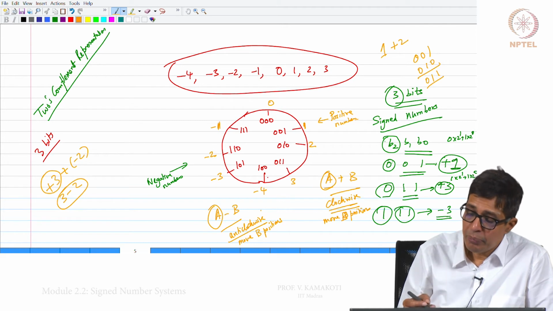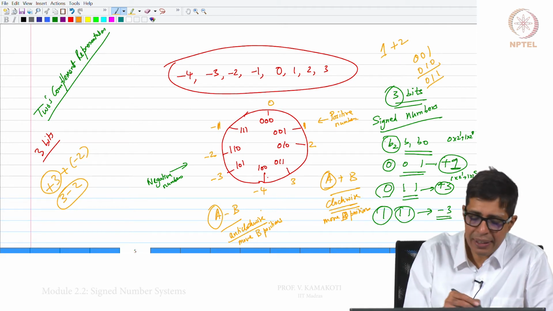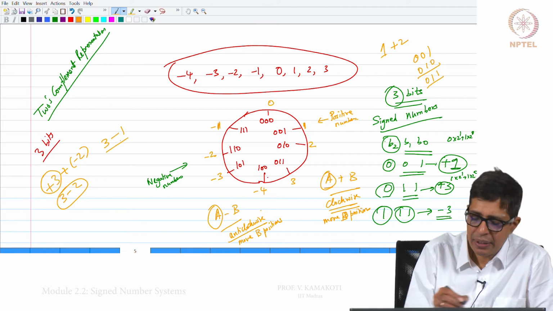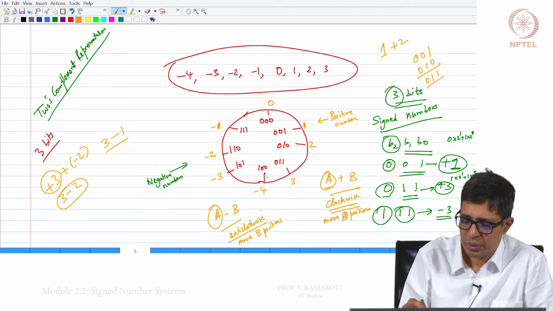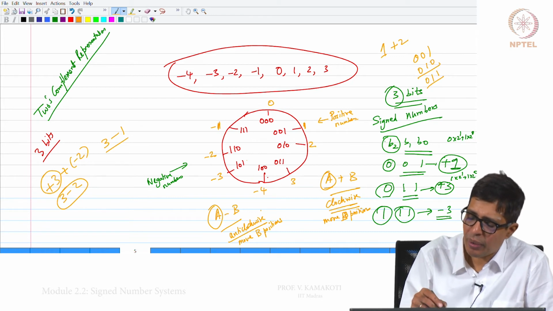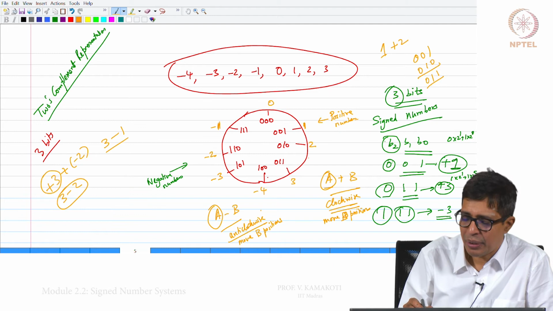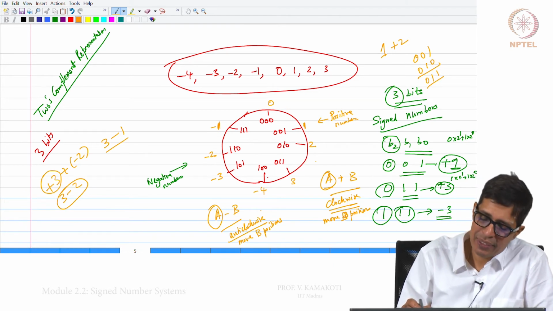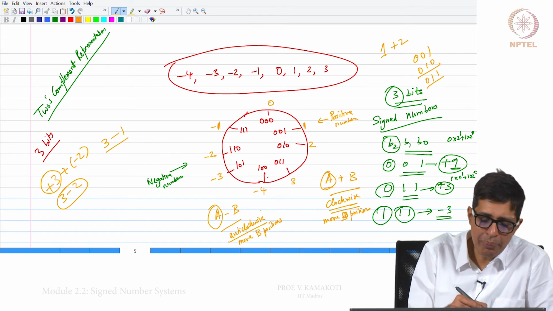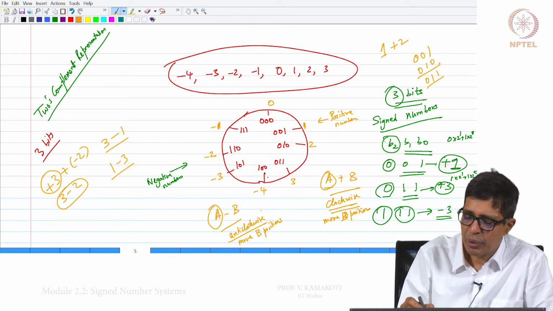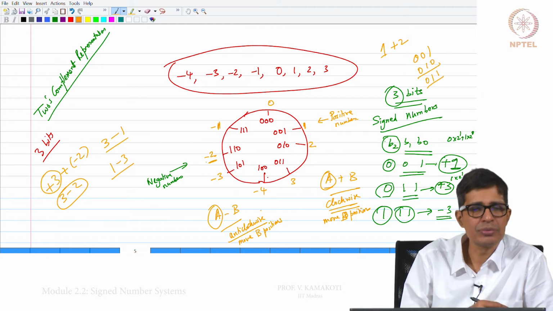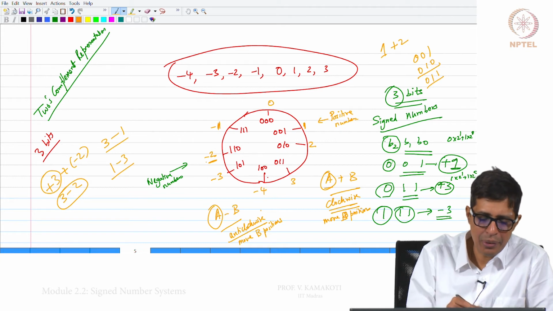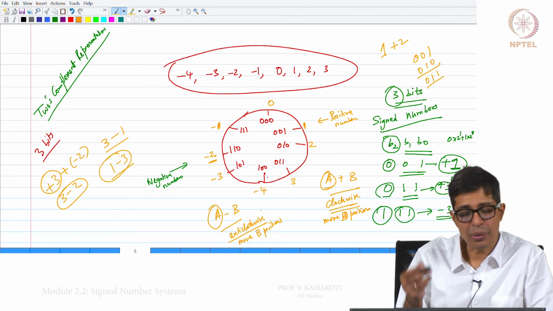Right. Look at the other way. Suppose I want to subtract 3 minus 1, I go to 3 and move anti-clockwise one step, right, and I get 2. So, your subtraction becomes anti-clockwise, your addition becomes clockwise. So, let us say I want to subtract 1 minus 3, I go to 1 and move 3 steps anti-clockwise, 1 2 3, I get minus 2, right. So, 1 minus 3 is minus 2.